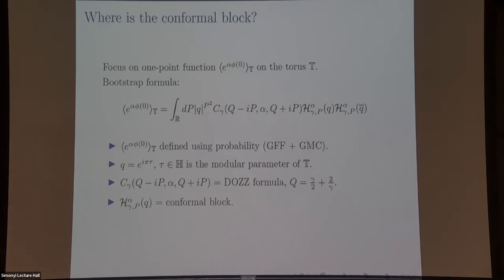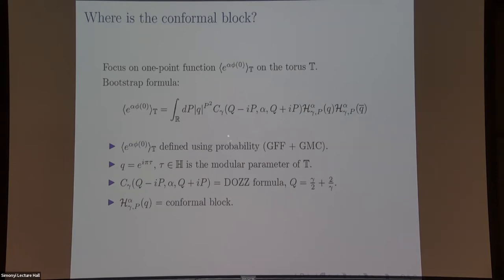This integral has an integrand with mainly two components. The first one is this C that you see here, this constant. C is the structure constant, and it's given by this DOZZ formula that I was mentioning. With this probabilistic idea, Rhodes and Vargas have proven the exact form of this expression, which is given in terms of a ratio of double gamma functions. And this mysterious object is this H that I wrote here. This is what's supposed to be the conformal block in this new conformal field theory.